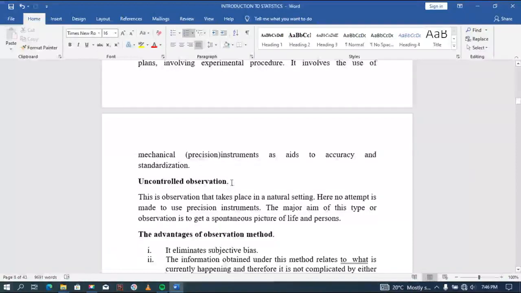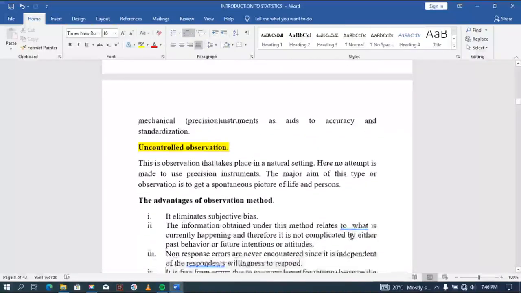Then I have uncontrolled observation. So we'll talk about the uncontrolled observation. This is an observation that takes place in a natural setting. In this case, no attempt is made to use precision instruments. The major aim of this type of observation is to get a spontaneous picture of life and persons. So no plans are put aside. You observe everything the way it is, and you take note of what you observe.